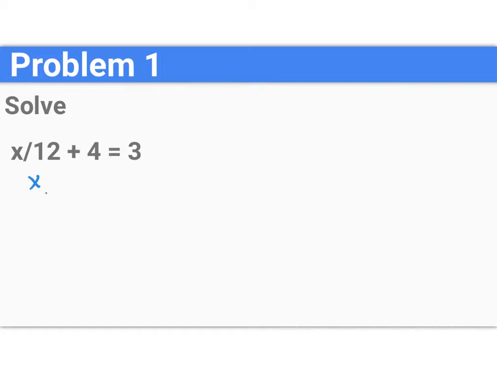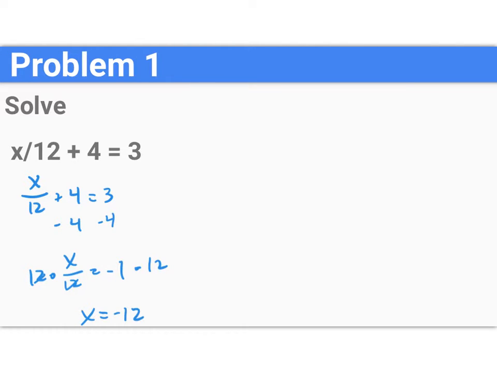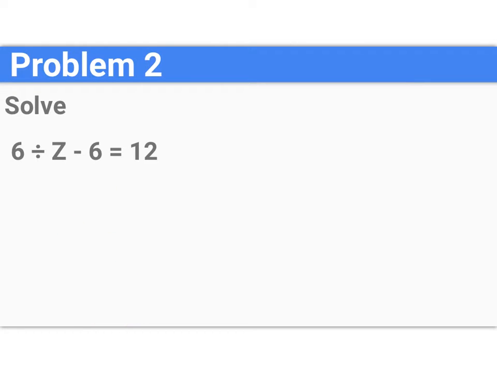Okay, so this is actually x over 12 plus 4 equals 3. So I'm going to subtract 4, and x over 12 equals negative 1. Then I'll multiply by 12 because 12 is in the bottom. And so x equals negative 12. Okay? And to check it, negative 12 divided by 12 is negative 1, plus 4 equals 3. So it works.